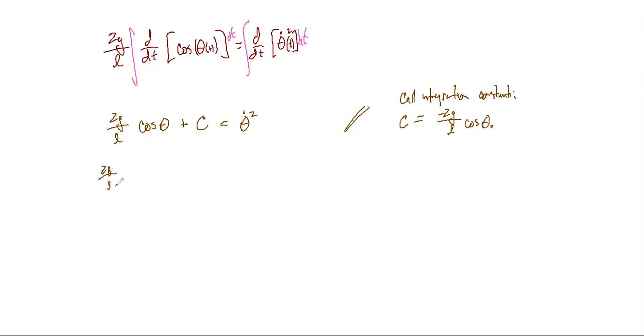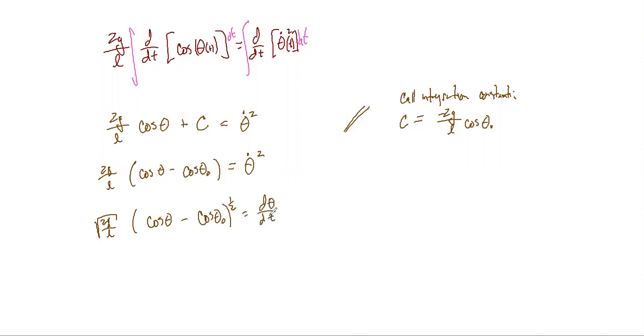So then I have 2g over L cosine theta naught. That does actually turn out to be theta naught squared. And then I can just square root both sides and undo the notation, and this is what theta dot is. So theta dot is d theta dt. And I probably shouldn't mix the radical and fractional power notation, but whatever.